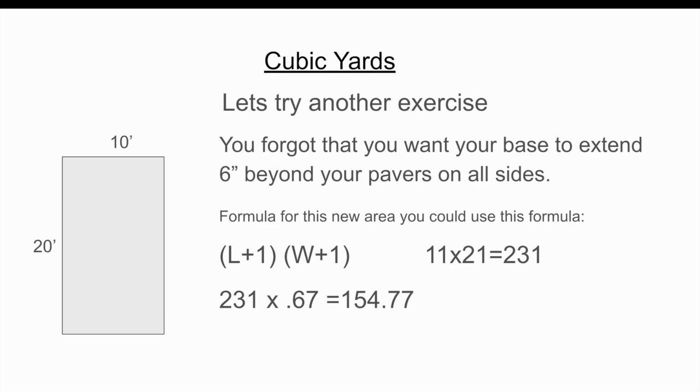So length plus 1 is 11, and width plus 1 is 21. Multiply those together, and we get our new area, which is 231 square feet. Now that multiplied by our depth, 0.67, gives us about 154.77. Now dividing that by 27, we get about 5.73 cubic yards.